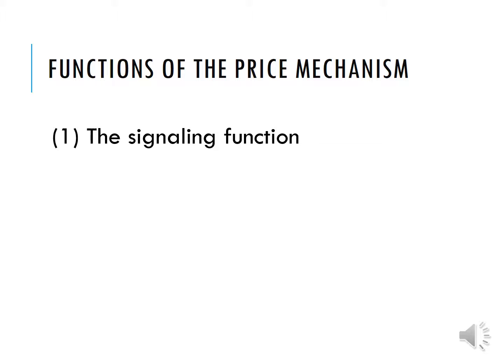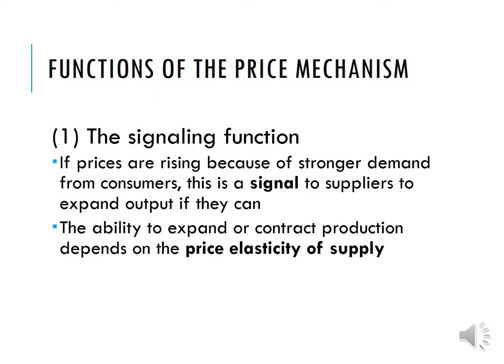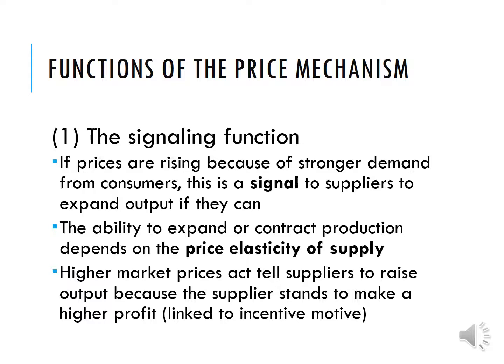The first one is a signaling function. If prices are rising because of stronger demand from consumers, this sends a signal to suppliers to expand output if they can. Obviously, the ability to expand output or contract production depends on the price elasticity of supply, how responsive supply is to changes in price. But higher market prices act to tell suppliers to raise output because the supplier stands to make a higher profit. So without any government intervention, higher prices are sending a signal to the economy, to producers within the economy, that this is what we want more of.